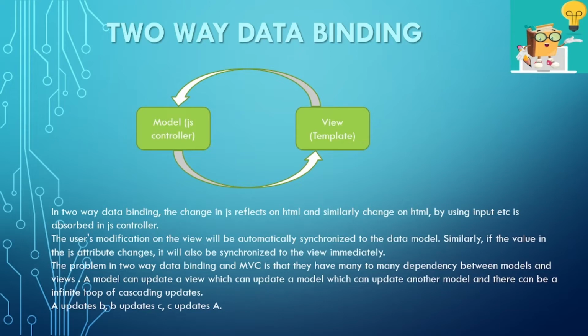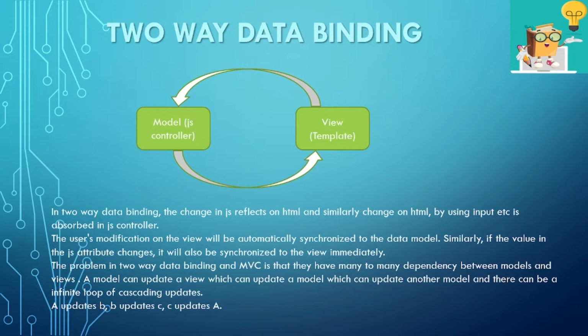So we also have two-way data binding. So what is two-way data binding? In two-way data binding, if a user performs any modification on the UI, that gets synced back to your JavaScript controller. Similarly, if you are making any change or updating the value of any attribute in the JavaScript controller, that gets reflected on your UI.